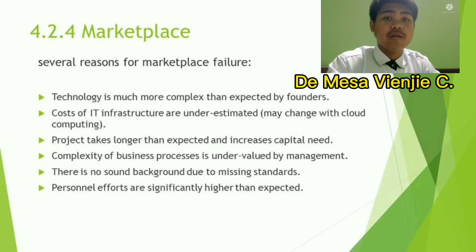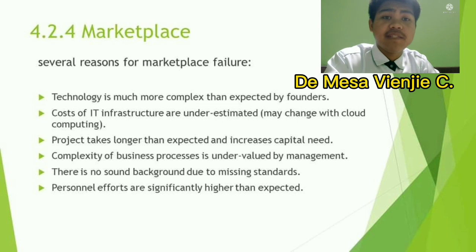Why are we not able to find a great variety of genuine digital marketplaces? Why do marketplaces fail? So these are the reasons why marketplaces failed. First, the technology is much more complex than expected by the founders. Cost of IT infrastructure is underestimated. Projects take longer than expected and increase capital need.